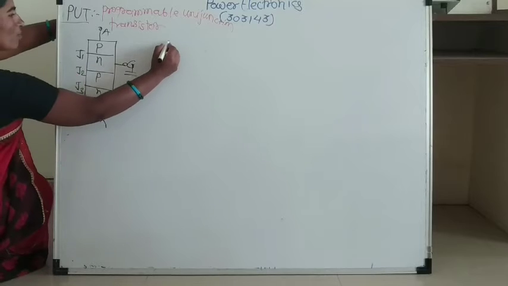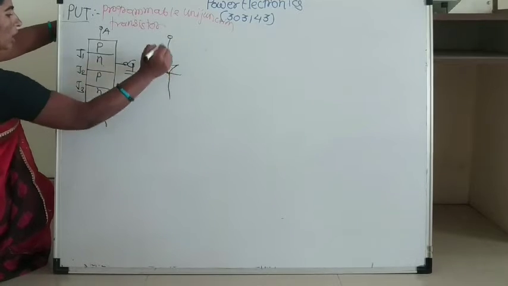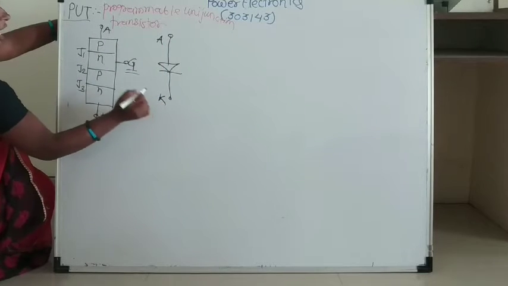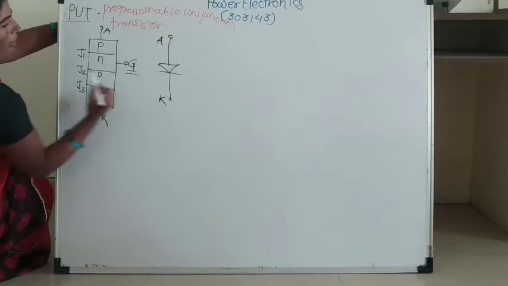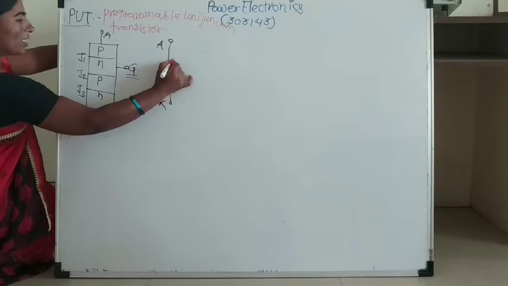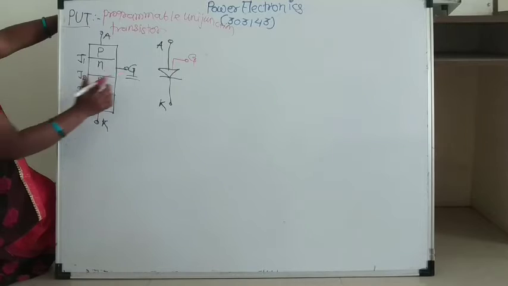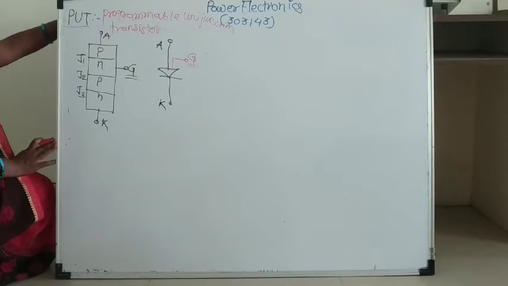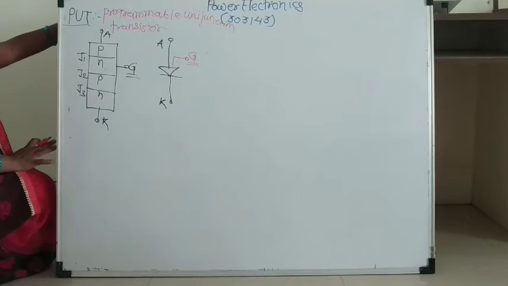Now, I will draw the symbol for this. This is the symbol, same as that of the SCR, with anode and cathode. In SCR, we draw the gate symbol here. But in the programmable unijunction transistor, the gate terminal is closer to the anode terminal. Hence, this gate terminal is also called an anode gate. Only one difference is there, that is the position of the gate terminal.